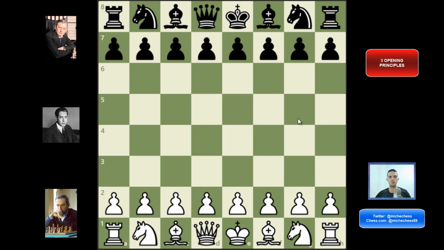Second principle is going to be develop your minor pieces. And when we say minor pieces, we talk about knights and bishops. So observe that this principle talks about minor pieces. I'm highlighting that because we don't need to develop the queen or the rooks in the opening. That's for the middle game. And finally, the third principle is going to be castle, and castle as soon as possible.